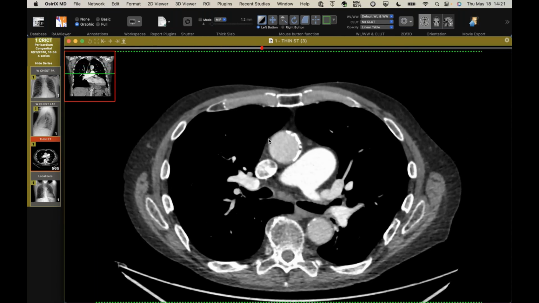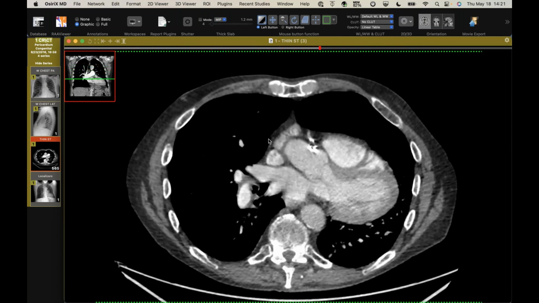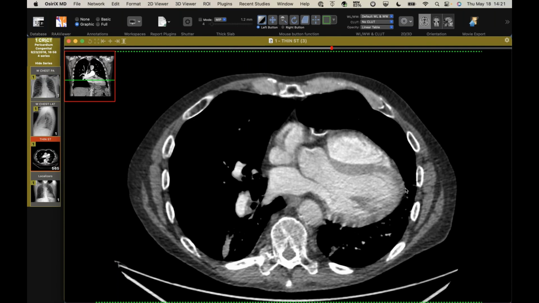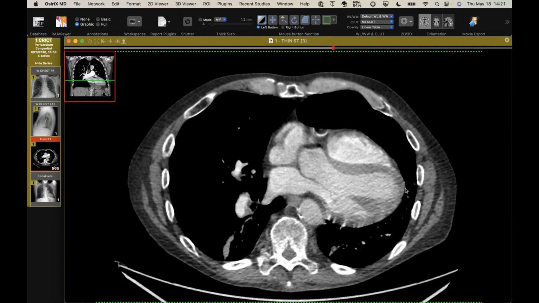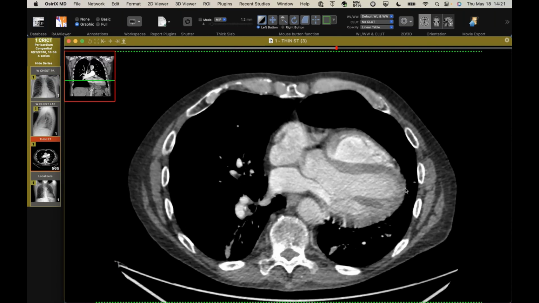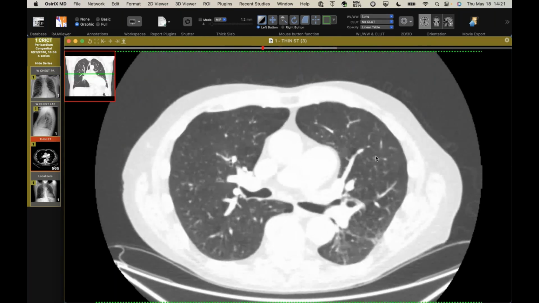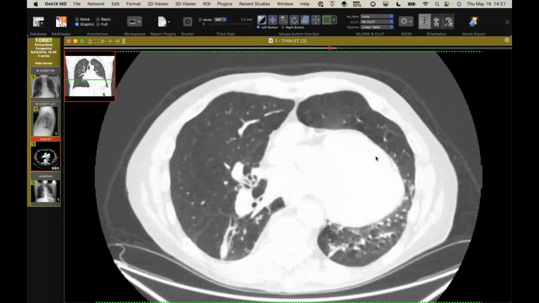But what you'll see is indeed the apex of the heart is directed at 3 o'clock instead of its usual 1:30 or 2. And so you have to ask yourself, why is that? If we look in the lung windows, we'll see there's no volume loss. So there's no real shift because of that.